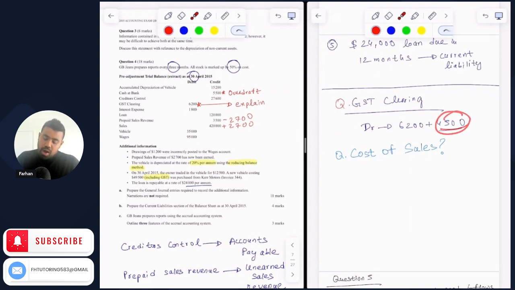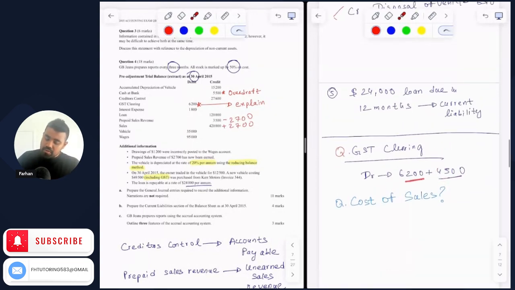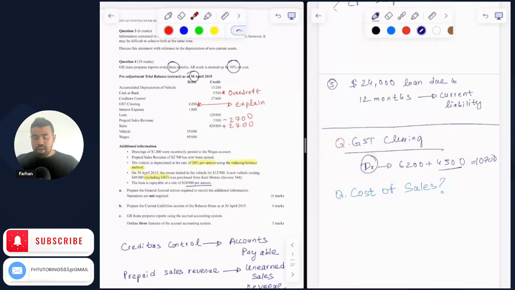So that is why, if I was to find the final GST clearing balance after all the adjustments have been done for this question, it would be $6,200 plus $4,500, which refers to GST being paid in both cases. And the final value, which is $10,700 debit, is what we have at the moment after all the adjustments have been done at 30 April 2015. Okay, so just testing to make sure that you understand what's really happening. Then I also want to ask another question.